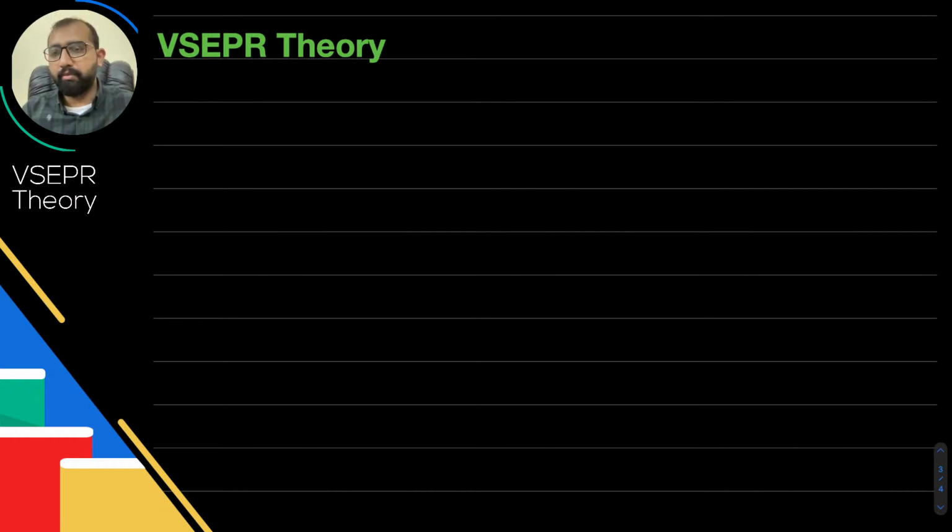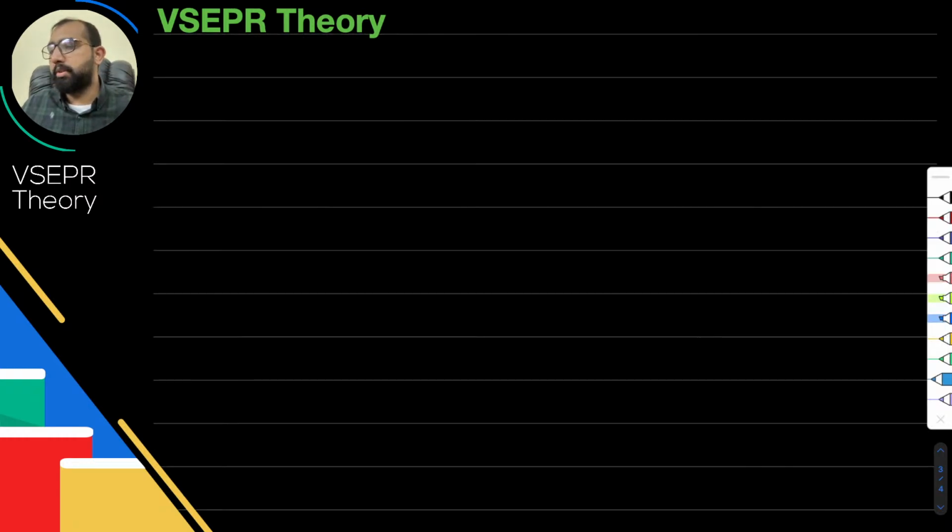Welcome to another lesson. And today we will talk about VSEPR theory. VSEPR theory is basically a way of understanding the geometry of molecules: how molecules exist, what their shapes are, and what are the factors by which their shapes are disturbed, distorted or changed. So that's what VSEPR theory talks about.